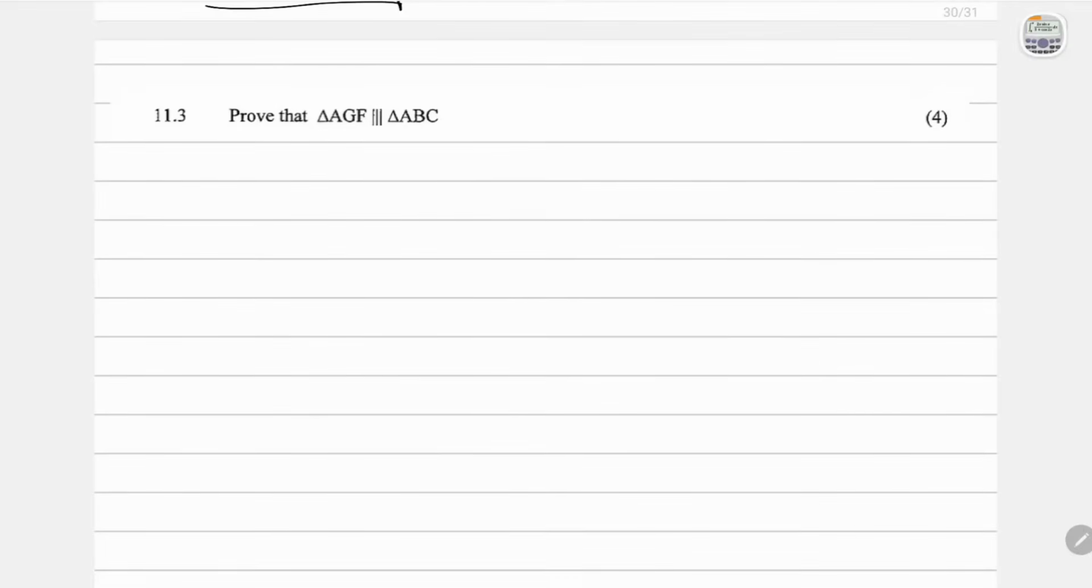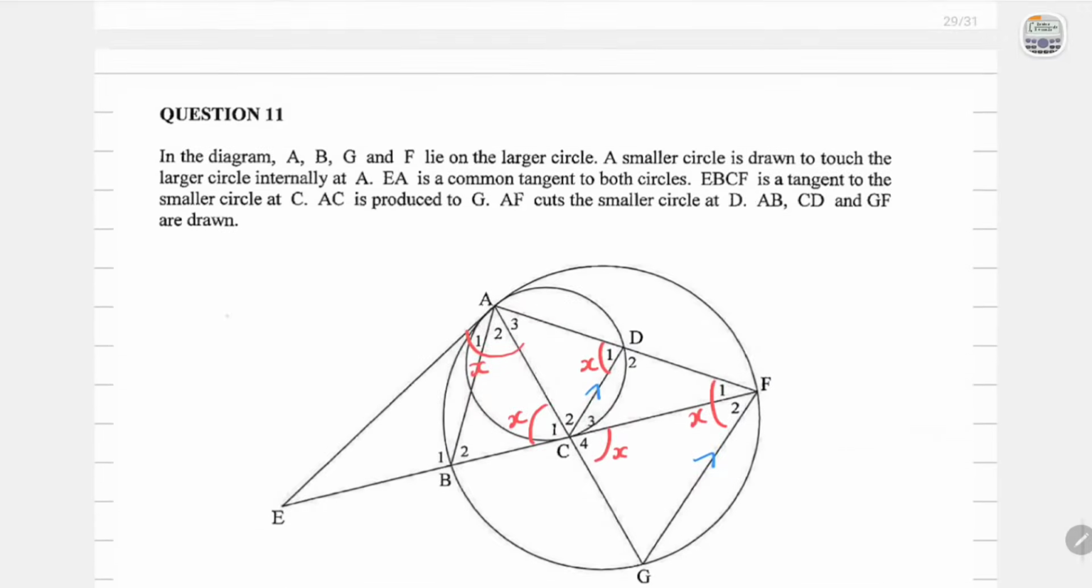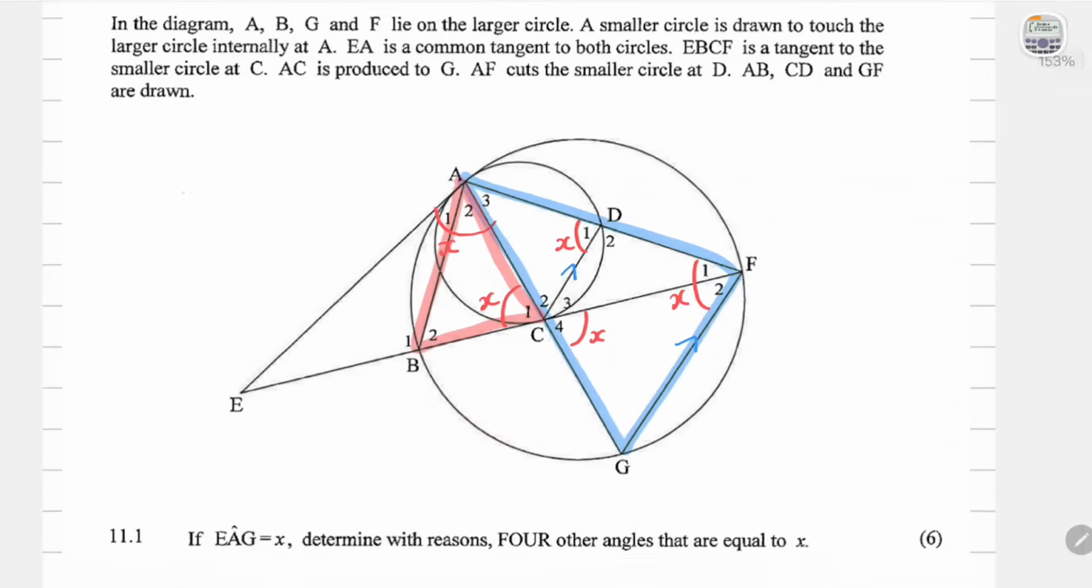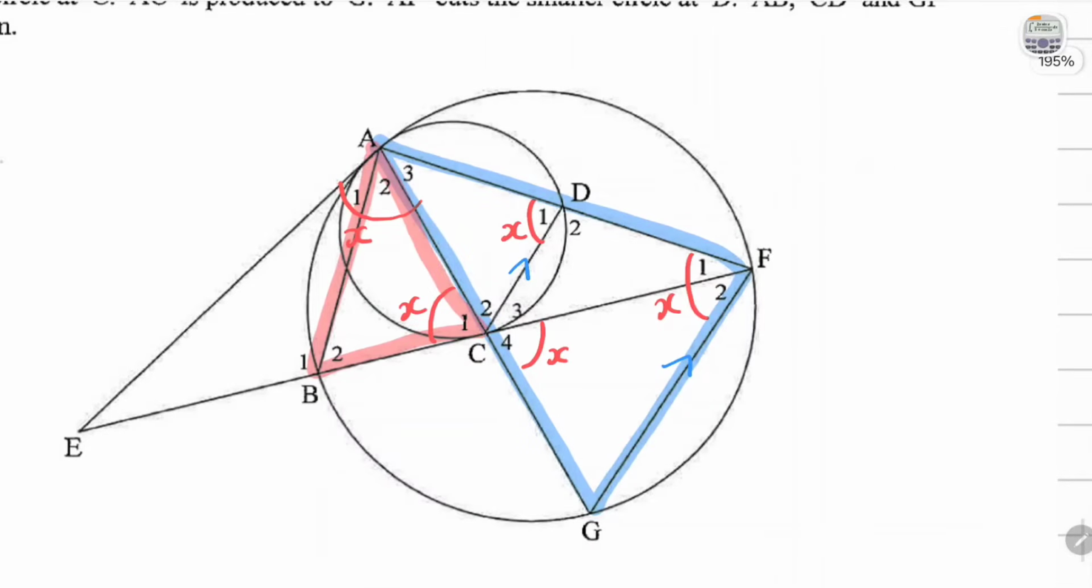Question 11.3 says, prove that triangle AGF is similar to triangle ABC. So let's go ahead and mark these triangles. So here is triangle AGF, and then triangle ABC is this one over here. How can we prove that these two triangles are similar? Okay, so first we can see that they have an equal angle, X and X.